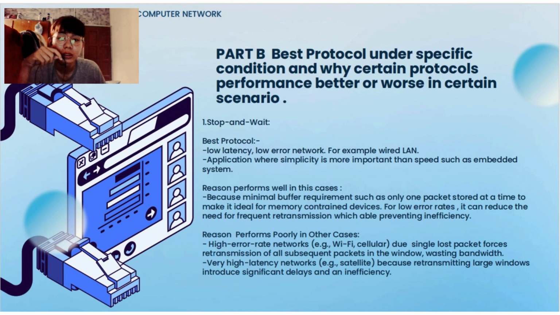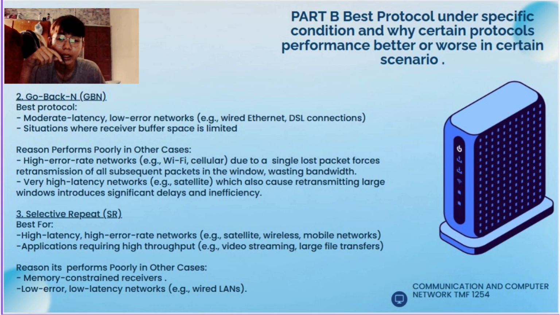Now for part B, the best protocol under specific conditions. For stop and wait, the best condition is a low latency, low error network, for example wireless. It performs poorly in high error rate networks such as Wi-Fi, where a single packet loss causes retransmission of all subsequent packets in the window, wasting bandwidth. For go back N, the best situation is where receiver buffer space is limited, and it performs poorly in very high latency networks such as satellite. Lastly, selective repeat: the best condition is a high latency, high error rate network, for example satellite, and it performs poorly with a memory constrained receiver.